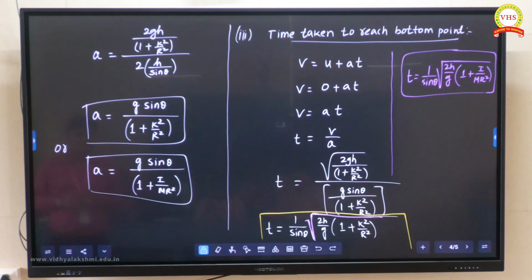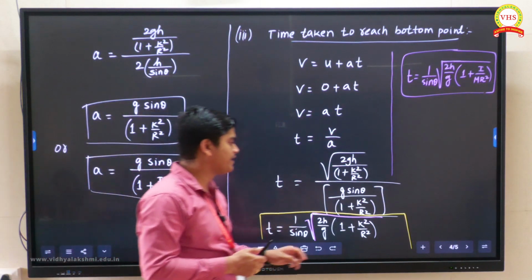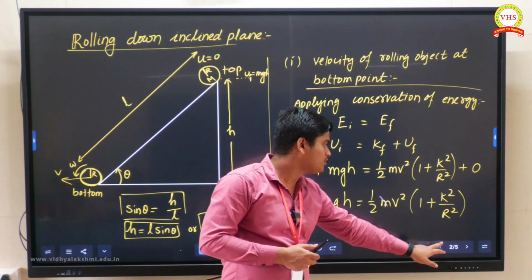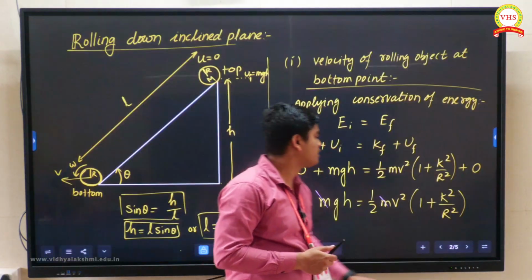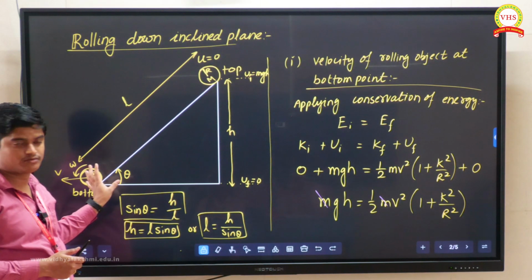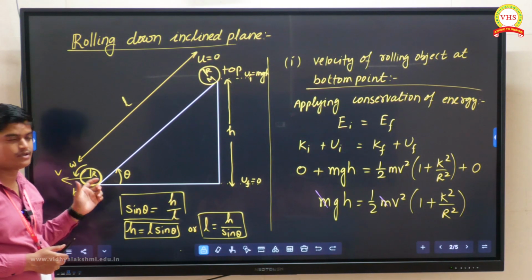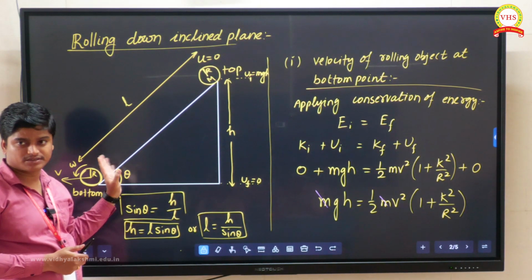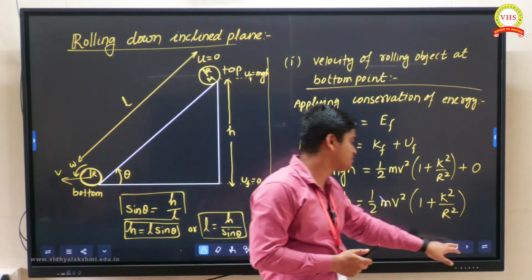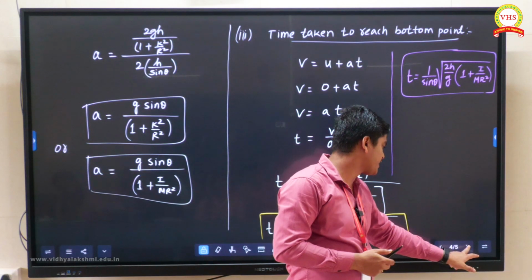Now suppose I am taking a ring first. Ring is rolling down. Let's consider here from this point one ring is rolling down and coming here. What will be velocity at bottom point, and what will be the acceleration, and what will be its time? Like that, for many objects you can consider. Yes. So now listen carefully here.